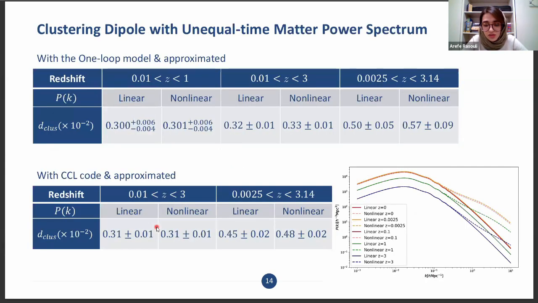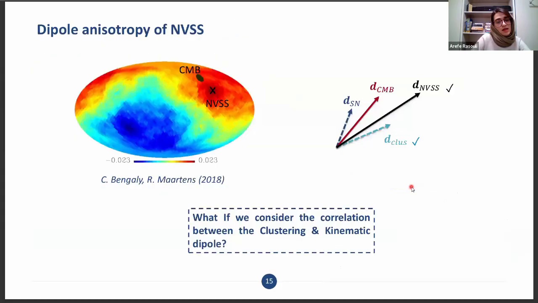Here are the results using the time-dependent power spectrum, the unequal time matter power spectrum. The conclusions are the same, but with a lower redshift spectrum at higher redshifts, which slightly reduces the amplitudes when we are comparing these data with the data in these two tables. So up to this point, we have these three components of the dipole. So we can compute the total amplitude and direction of the NVSS dipole.